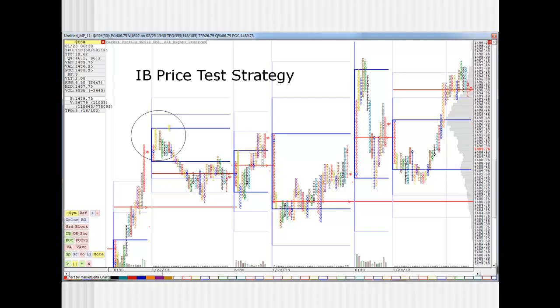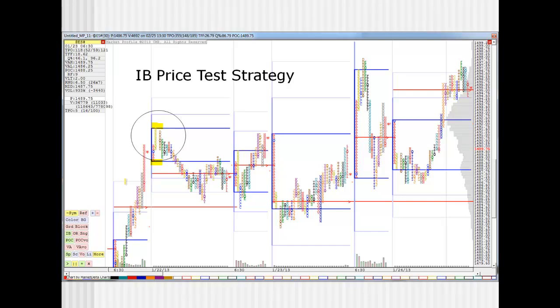There's the initial balance high. And then notice the A-B periods are the first two 30-minute periods. They make up the first hour. So the low of A gives us our initial balance low, and the high of B gives us our initial balance high.